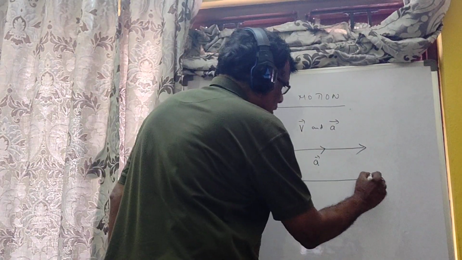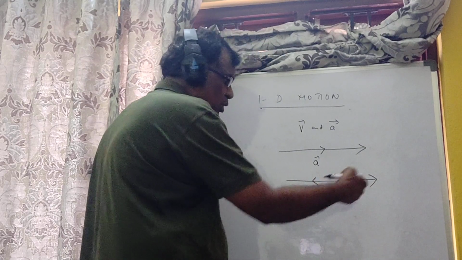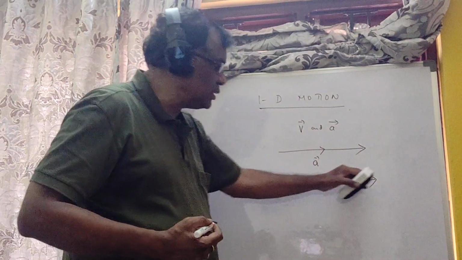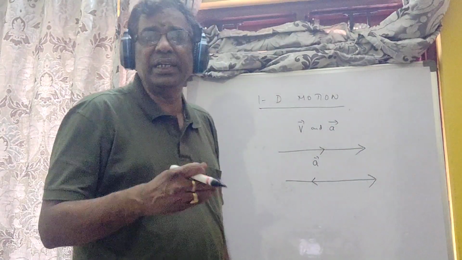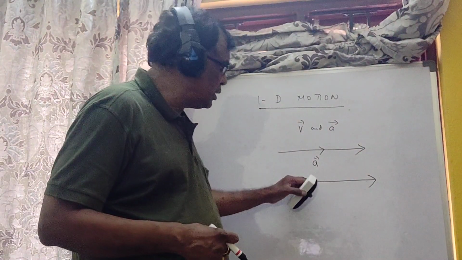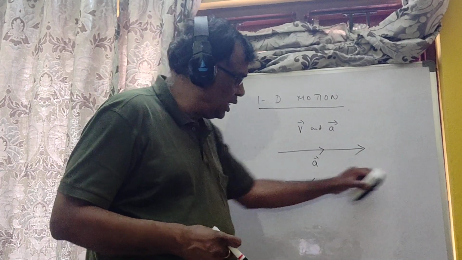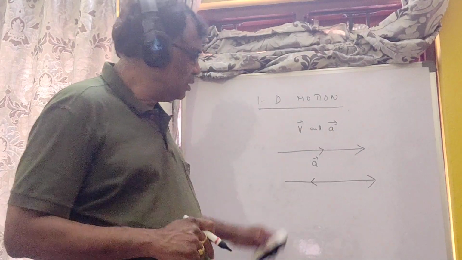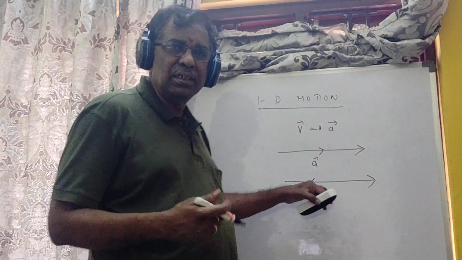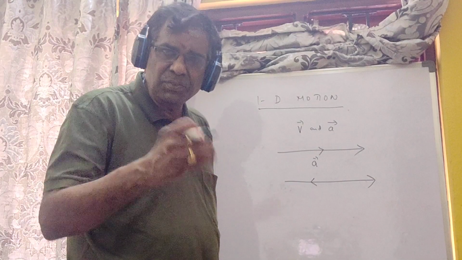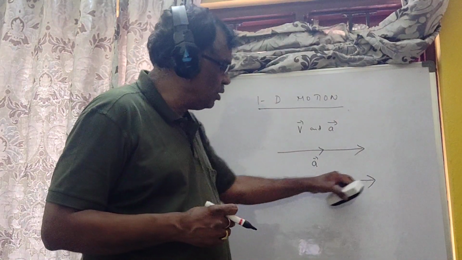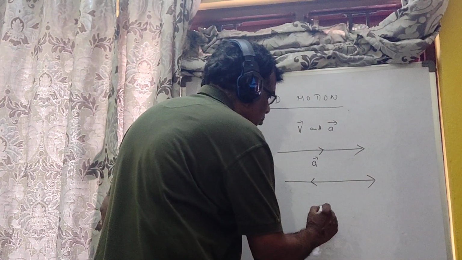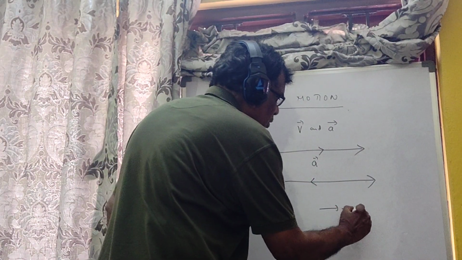In the other case, if the velocity is like this, acceleration could be in the opposite direction. In which case, the magnitude of velocity may decrease in time, but the straight line motion is not affected. There is a possibility that if this acceleration persists for sufficient time, then there will be a stage when this particle's velocity becomes zero. I'll show you like this.